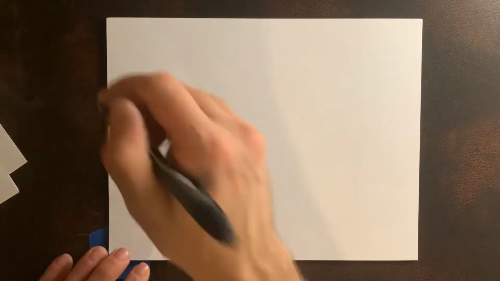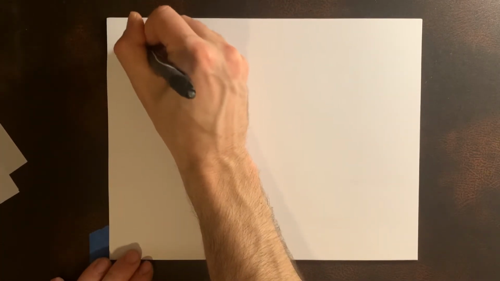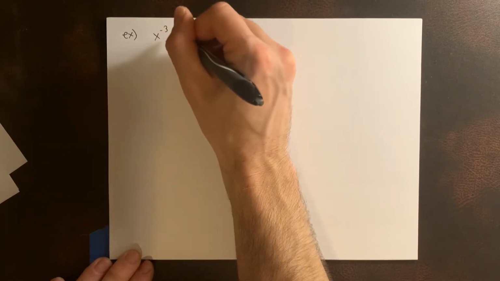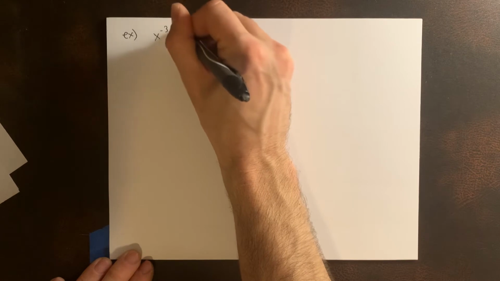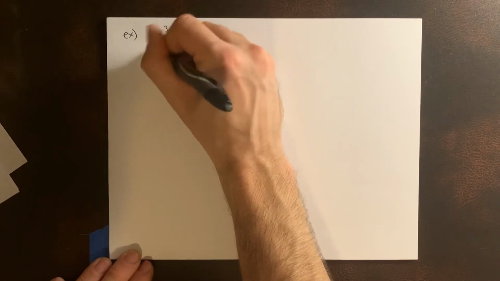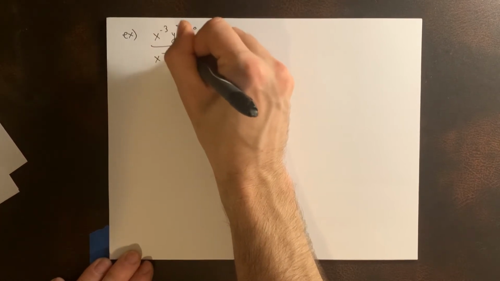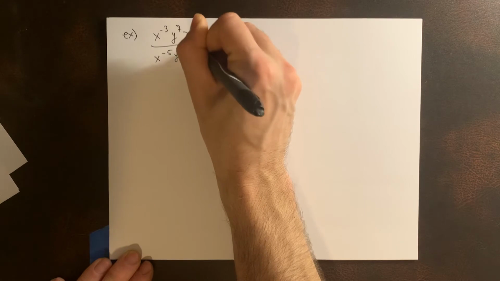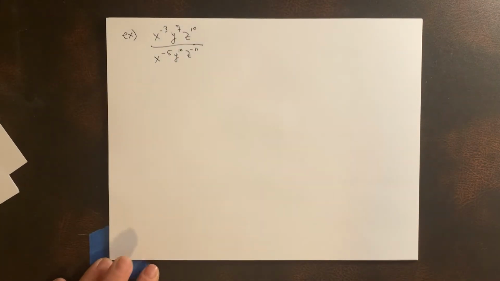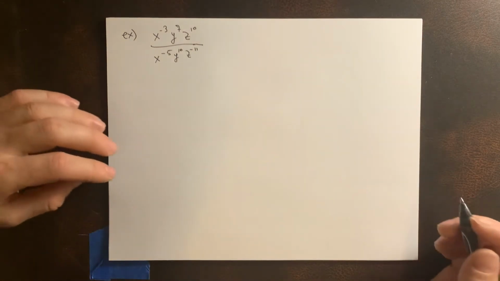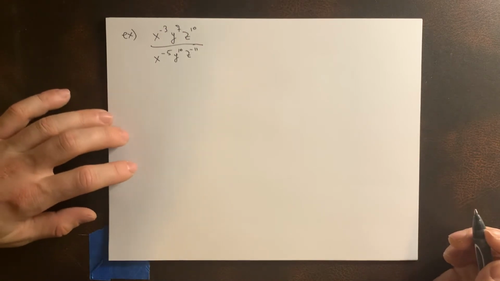Let's do another one of those. So here let's have x to the minus 3, y to the 7, z to the 10. Okay, so we have this, and we want to simplify everything. So the first thing we can do is, there's a bunch of steps we could start with. Let's start just by getting rid of all the negative exponents.